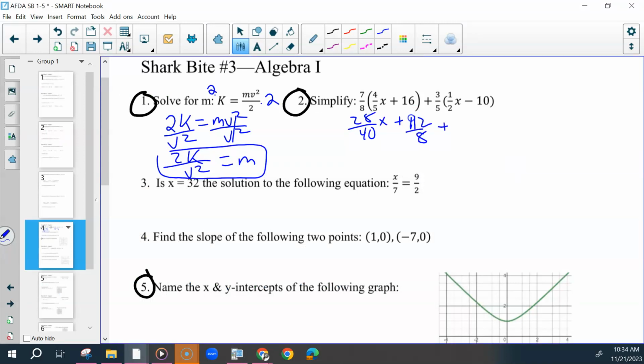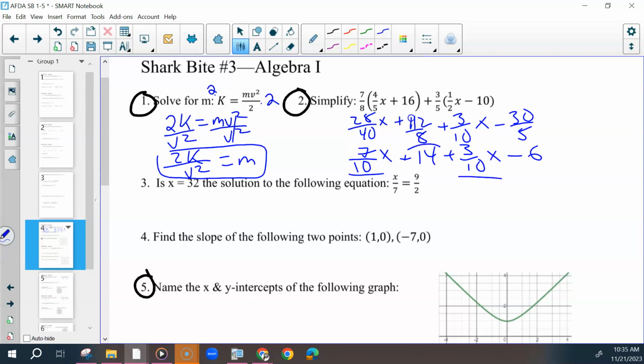112 over 8 plus 3 over 10x minus 30 over 5. Then if you simplified, so if you put this directly in your calculator, it simplifies it for you. 7 tenths x plus 14 plus 3 tenths x minus 6. Then combine your like terms, so the ones with x's and then the constants.